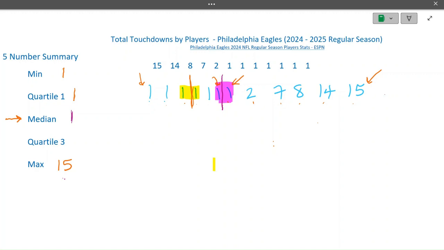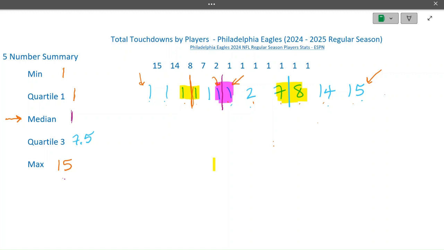Now things get a little more interesting on the other side. We need to find our middlemost values here, which are 7 and 8. So we counted 1, 2 on this side, 1, 2 on this side. So our quartile 3 value is the median, or the mean, it's the same, of both of these values, and that is 7.5. Okay, so you could reason that out, that the middle of these two numbers is 7.5, or you could add them together and divide by 2.